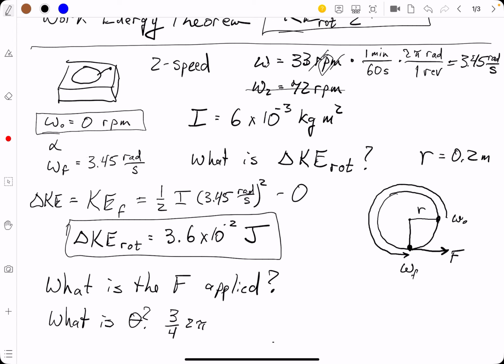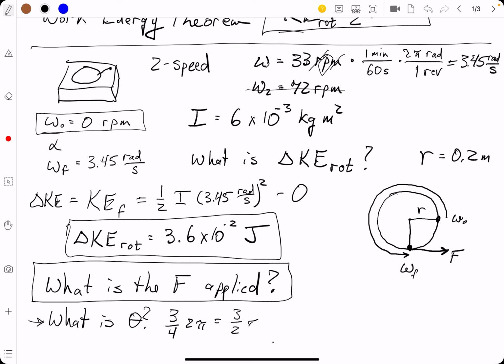So this is a preliminary thing. What is theta? This is the question. All right. So that's the one you want to try and get. But what is theta? It's 3/4 of 2 pi. Well, that's simple. It's 3/2 pi. Okay. That makes sense.